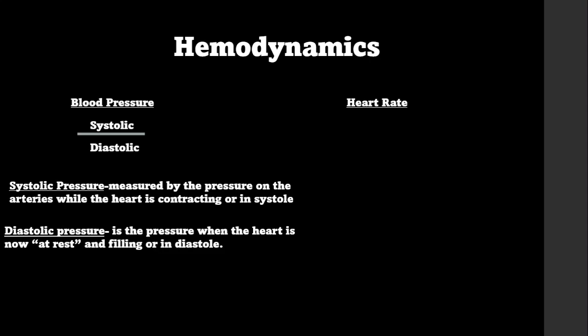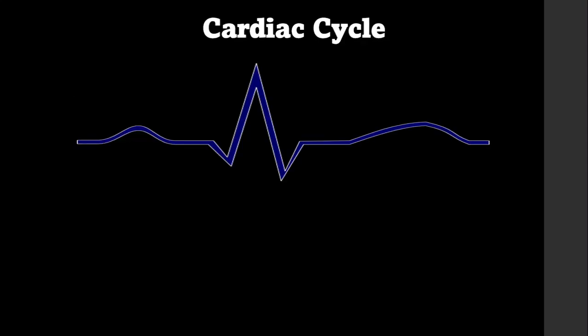But what is physically happening to create these numbers? It is important to understand the factors needed to create the perfect flow, and these are the electrical conduction of the heart and pressure gradients. So today we're going to discuss the cardiac cycle.